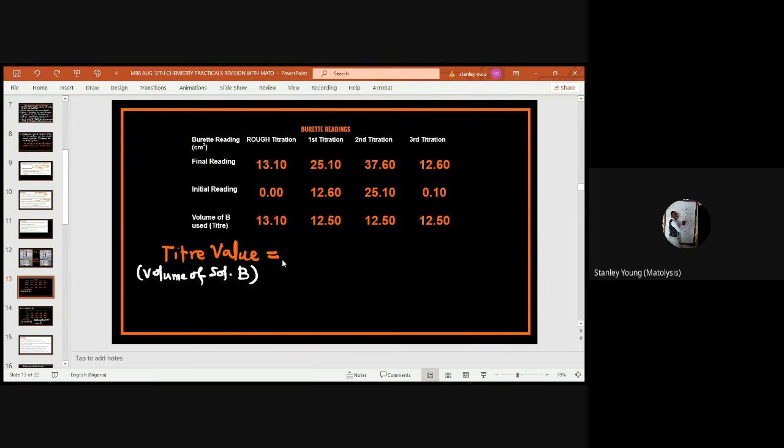That is exactly why I have another table provided. Here, you ignore the rough and focus on the first titration, second, and the third titration. So what do we have? 12.5 plus 12.5 plus 12.5 divided by 3. I could use the 3 because all of them are concordant to themselves. So the final result here still remains at 12.50 cm³.